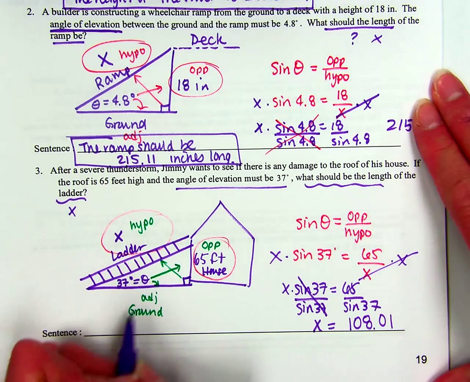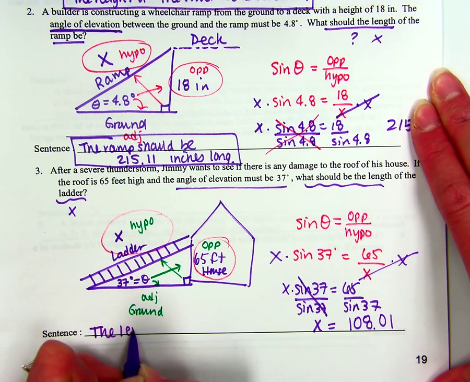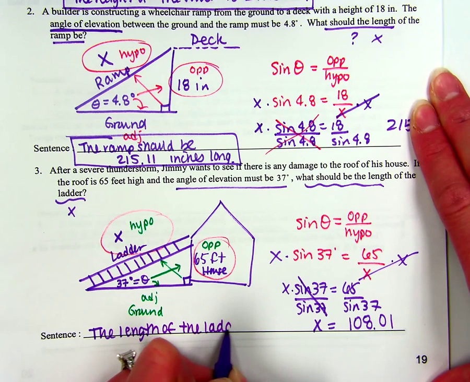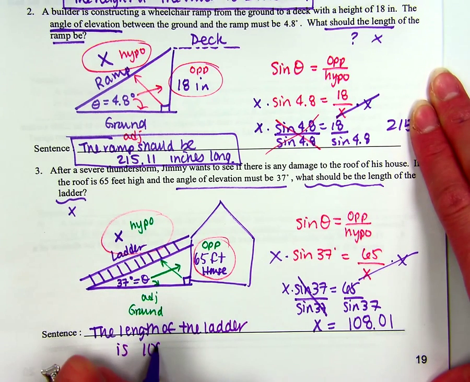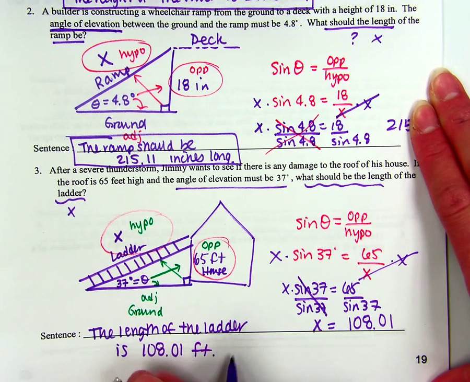All right, so now it says answer in a complete sentence. So the length of the ladder is 108.01, and this was measured in feet, so this must be feet.